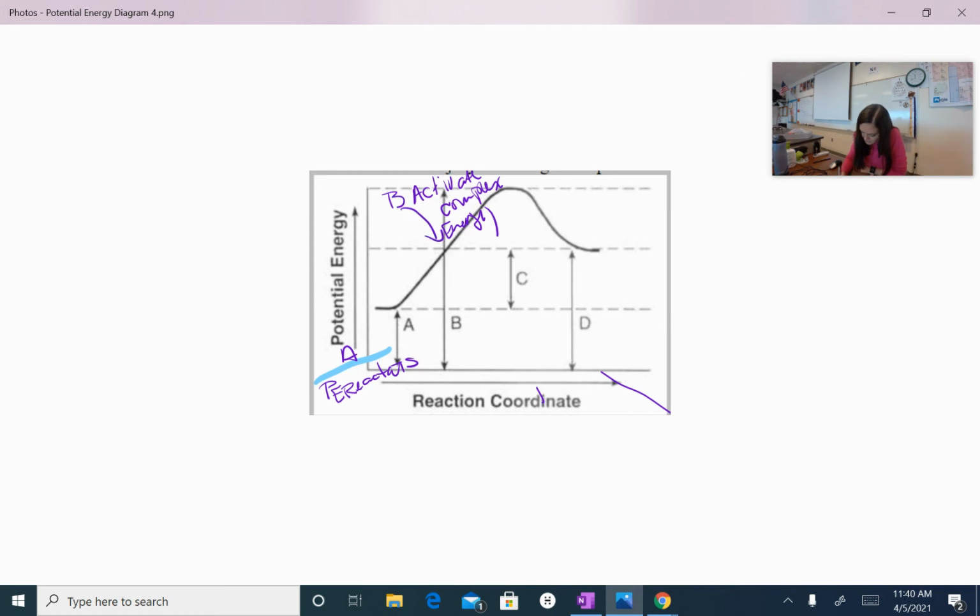That is B. Okay, so what is C? This is my delta H. That is the enthalpy of my reaction. Is it positive or negative? I have to put energy in to get to the end, don't I? So this is positive. So is that endo or exothermic? It is endothermic. Okay, what is D? Yeah, it's my potential energy of my products.